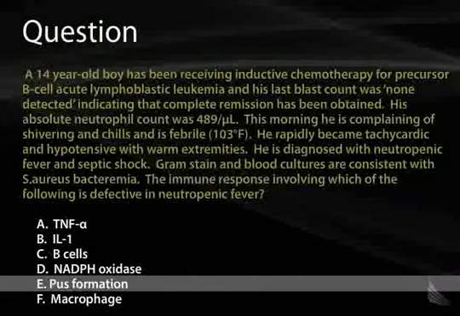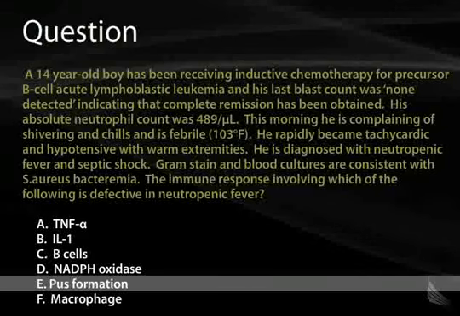The answer to this one is E, pus formation. And this is a good opportunity to step back and talk about strategy for answering these types of questions. So in reading this question, you get a lot of information that means absolutely nothing to the question. If you get down to the stem, the immune response involving which of the following is defective in neutropenic fever. That's really all you need to know.